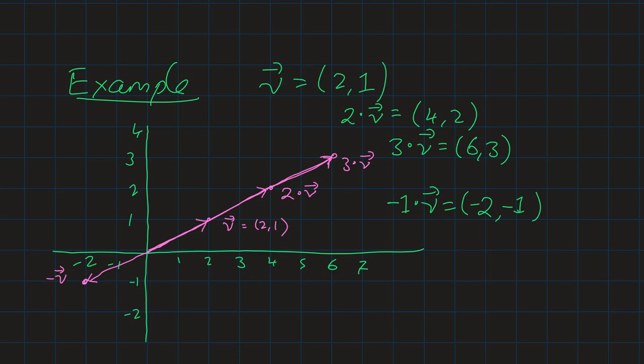Same thing. So as you can see, when you scalar multiply the vector, you stretch it in this way, or you flip it and you go the other way. But it always lies on the same line. That's the end of this example, and that's the end of this video.